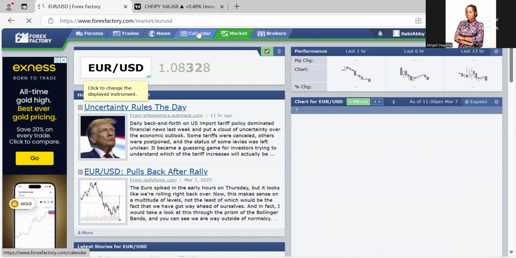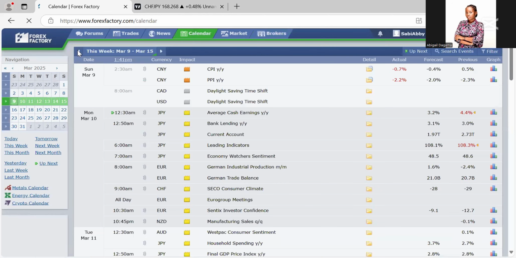Then we go ahead to the calendar section and you can see that we have different things written here, which I'm going to be explaining shortly. And then, of course, one thing you also want to pay attention to is the time zone. You want to ensure that it tallies with whichever time zone you are using so that you are not behind or ahead of the different times that the fundamental news are released, right?